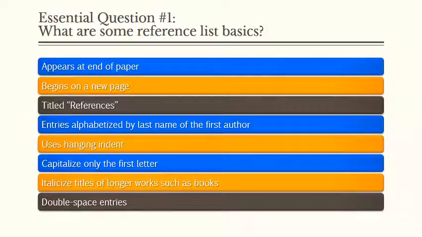When referring to books, articles, or web pages, capitalize only the first letter of the first word of a title and subtitle, the first word after a colon or a dash in the title, and proper nouns. APA style capitalizes titles the same way sentences use capitalization. Longer works like books are italicized. Entries are double-spaced.